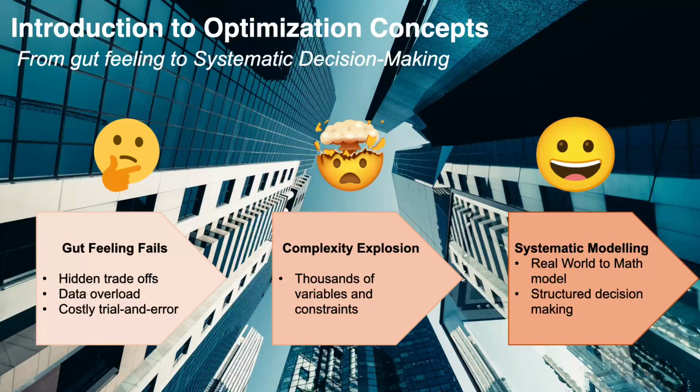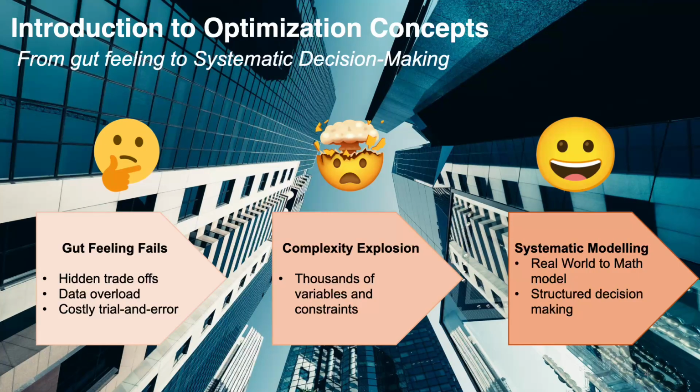For a long time, business leadership was driven primarily by gut feeling or professional intuition. While experience is valuable, it has significant limits in the face of modern data. Gut feeling often fails because of three things: hidden trade-offs, data overload, and the high cost of trial and error. When you change one variable in a complex system, it often creates a ripple effect that the human brain simply cannot predict accurately. We are currently living through a complexity explosion. We are no longer managing 10 or 20 variables. We are managing thousands, or even millions, of variables and constraints simultaneously.